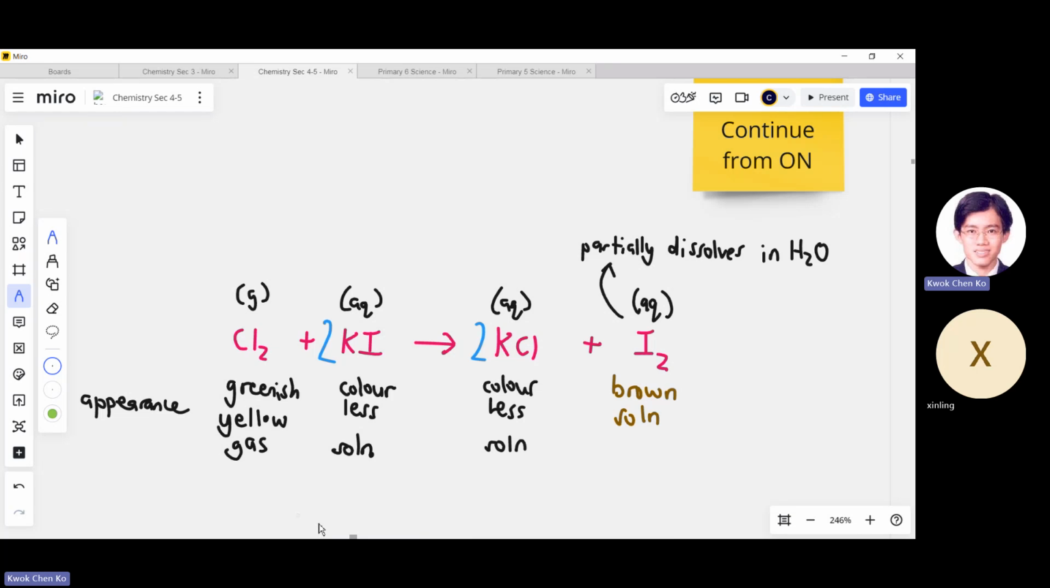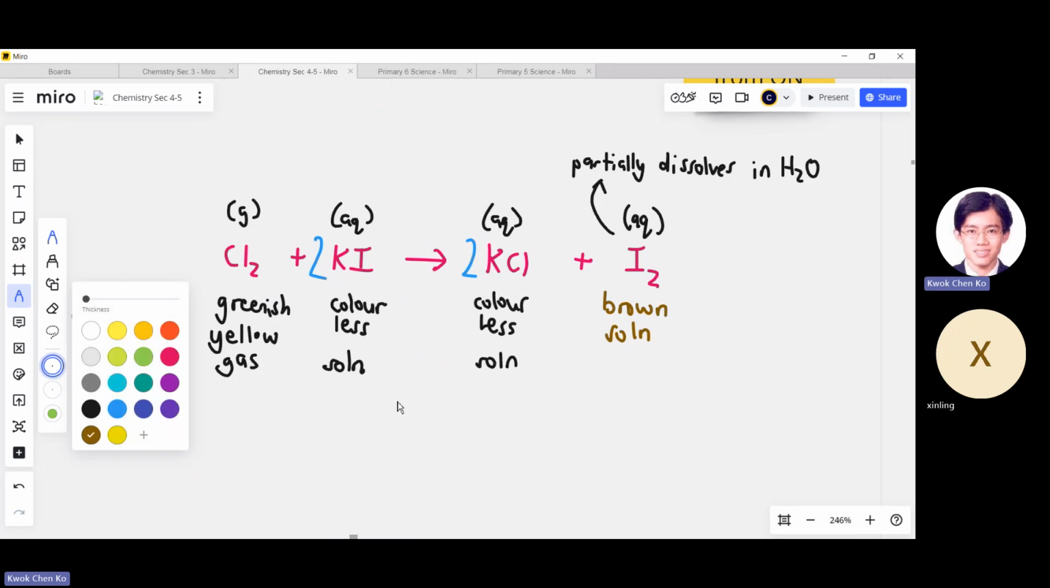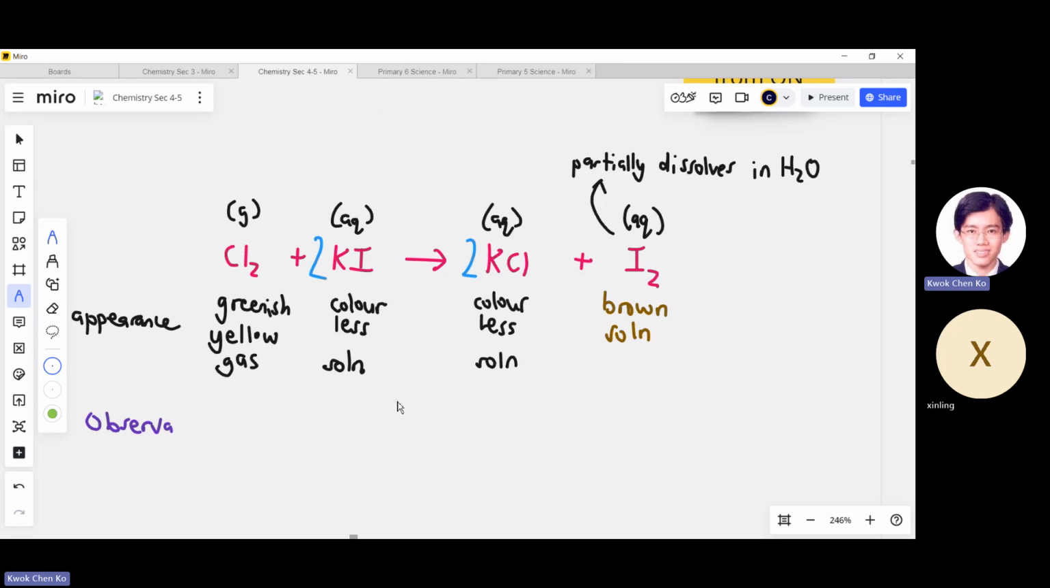Okay, so anyway, what does this show? What observation are you going to see? Essentially the observation, which you need to write in your answer, is something like this: KI turns brown due to formation of I2. This has again come up many times.